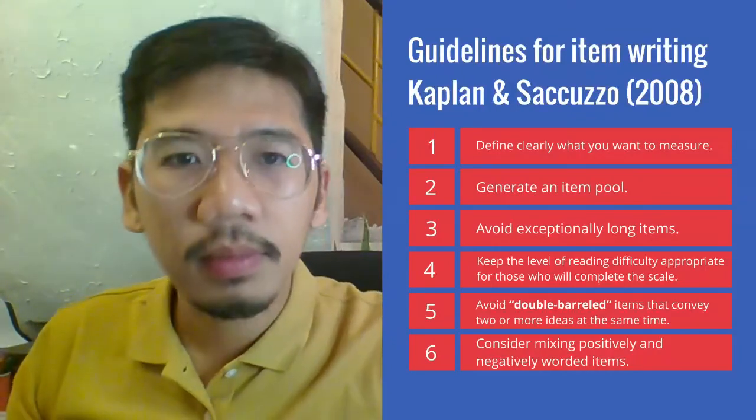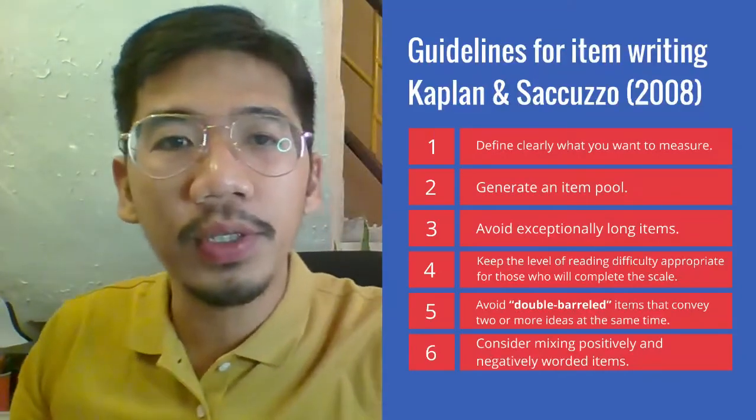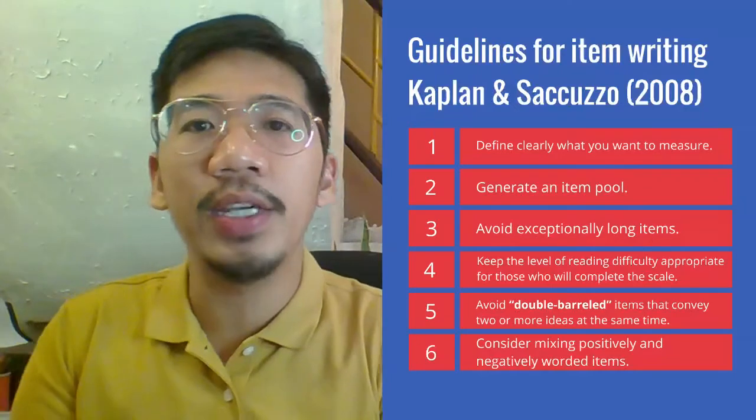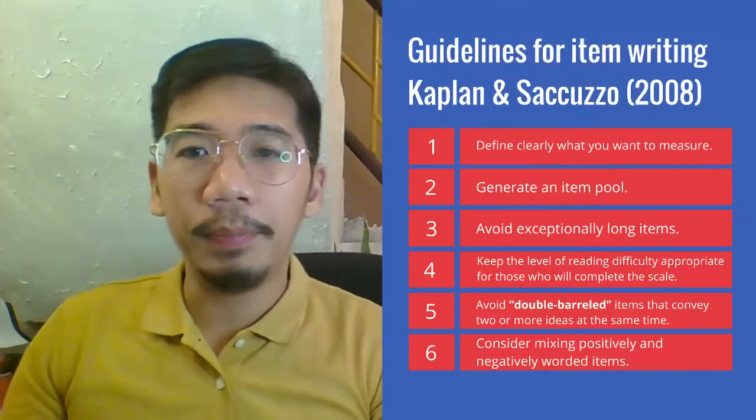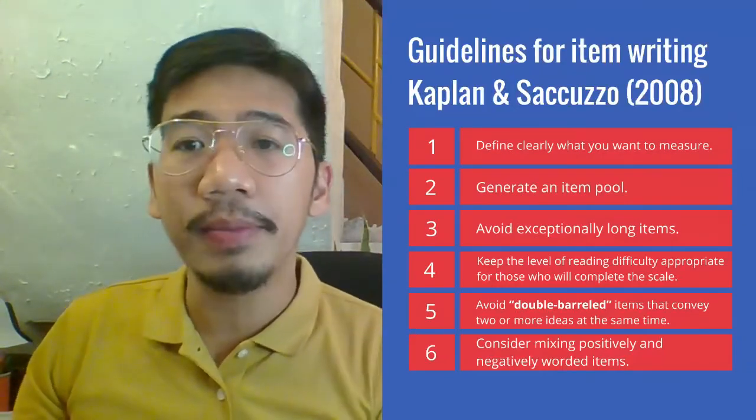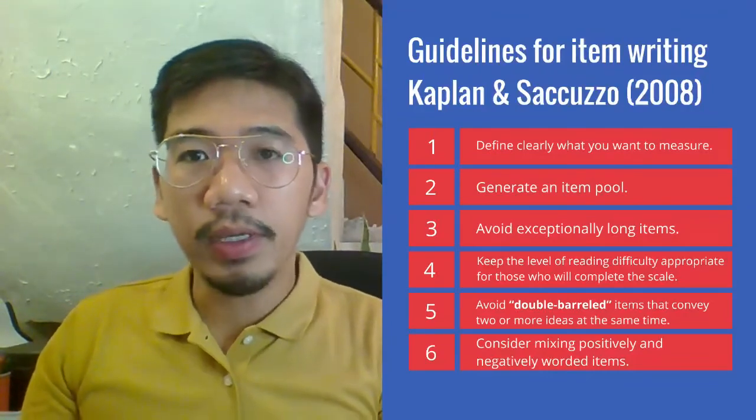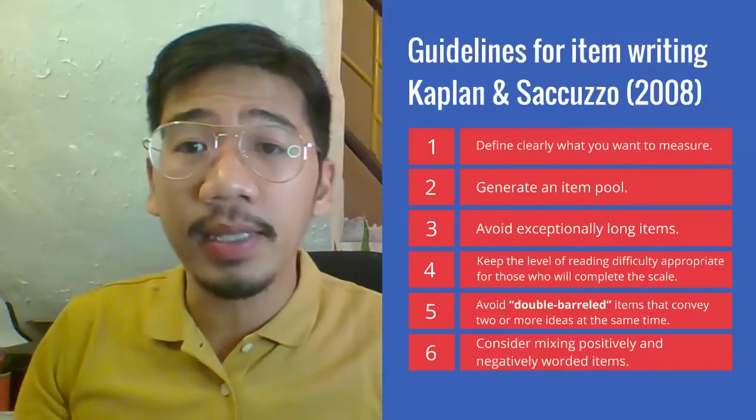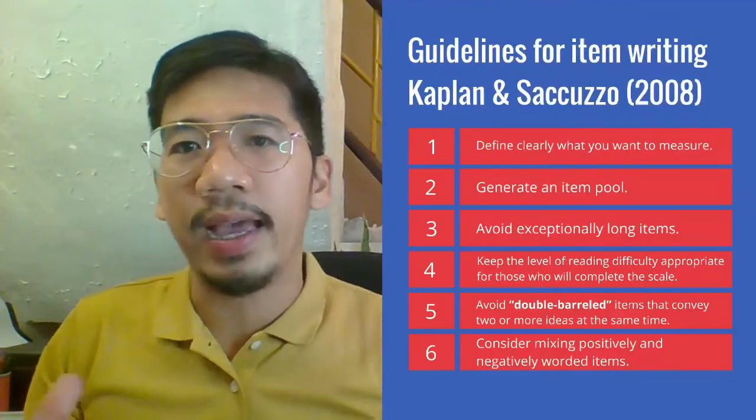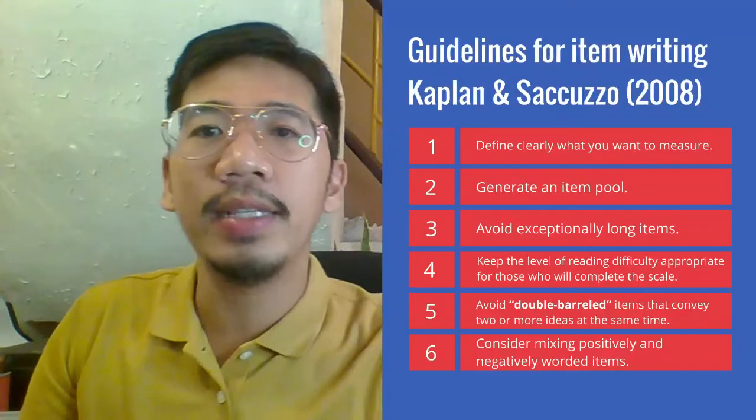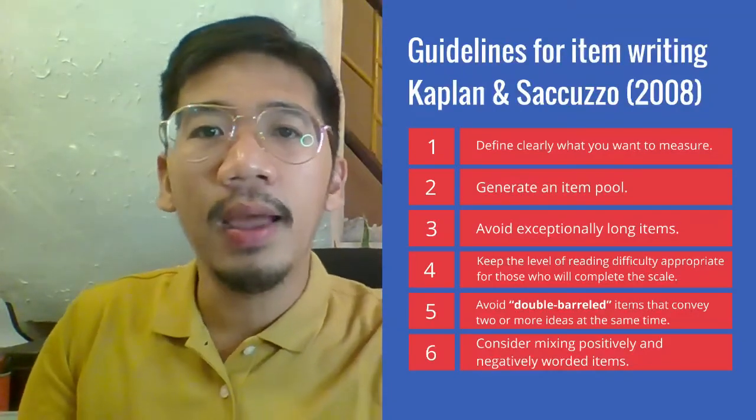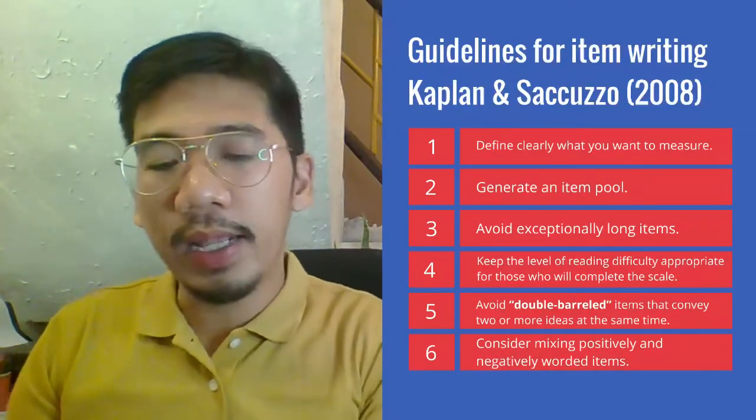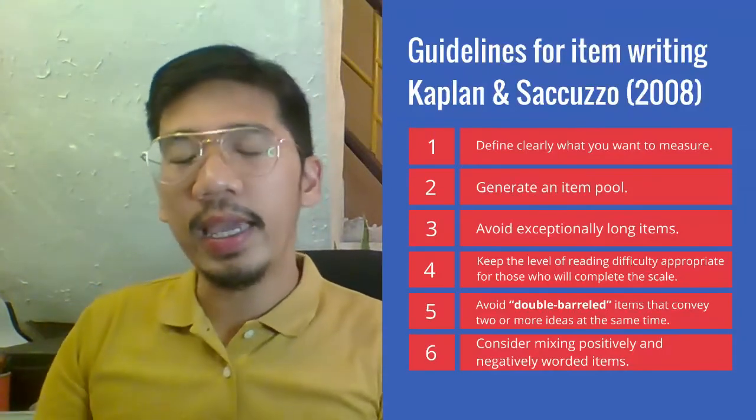Now, Kaplan and Saccuzzo offered some guidelines for writing your items. Number one, you have to provide a clear definition of what you want to measure. This should be provided prior to the development of your items so that you would be guided in your item writing. You also have to generate an item pool. So this means if you want to develop a 30-item test, you have to develop an item pool of 60 items or even more. You have to avoid exceptionally long items and keep the level of reading difficulty appropriate for those who will complete the scale. So you will have to consider the age of the person as well as the developmental level the person is in when writing your items.